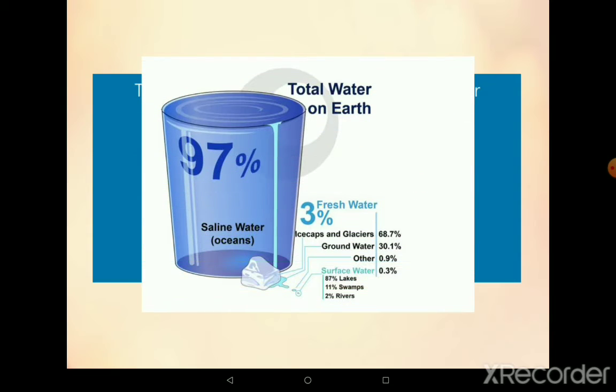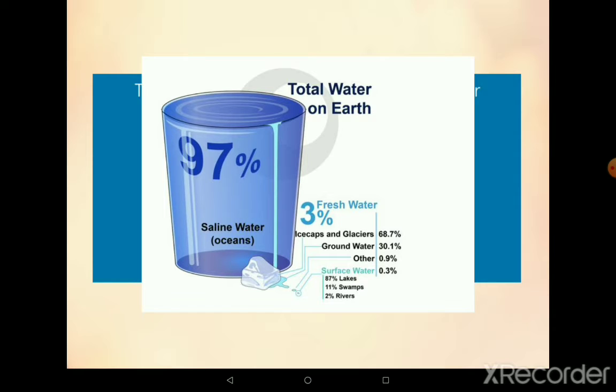You can see the percentage of the total water on the earth. 97% of the earth's water is saline water, which is in the oceans and seas. Then 3% is the fresh water, which is found in ice caps, glaciers, groundwater and others.